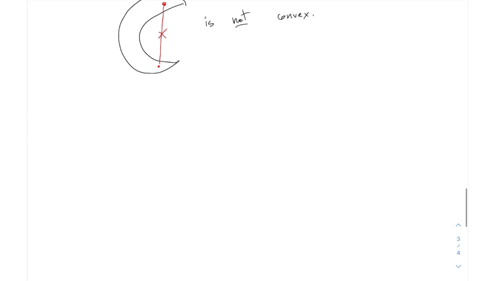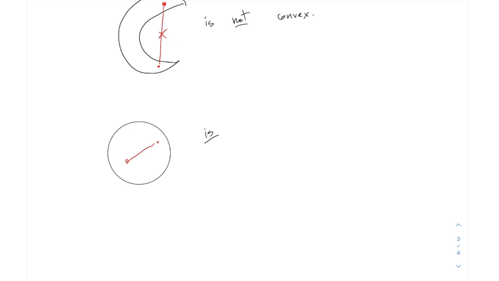So how about just some more very simple examples? How about a circle? What do you say? Give me the thumbs. Is it convex or is it not? I see some thumbs up. Yeah, any two points inside the circle, the line connecting them will stay inside the circle. So this one is convex.